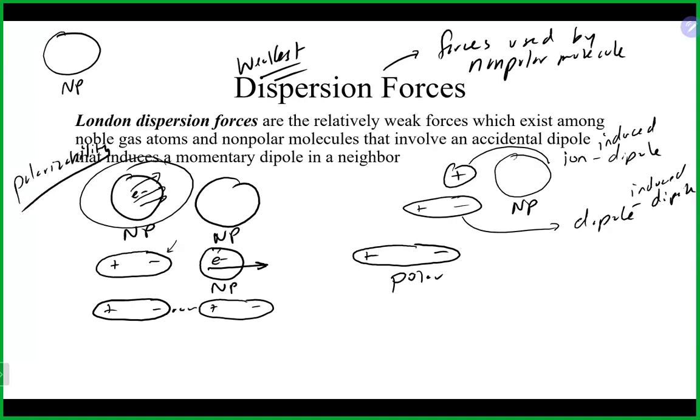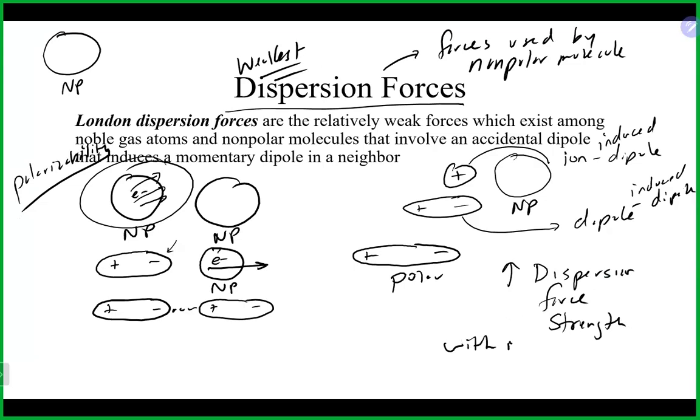So polarizability is the ability of electrons basically to migrate one way or the other. Now, even though dispersion forces are the weakest forces that you could have, there is an increase in dispersion force strength with increasing molar mass.